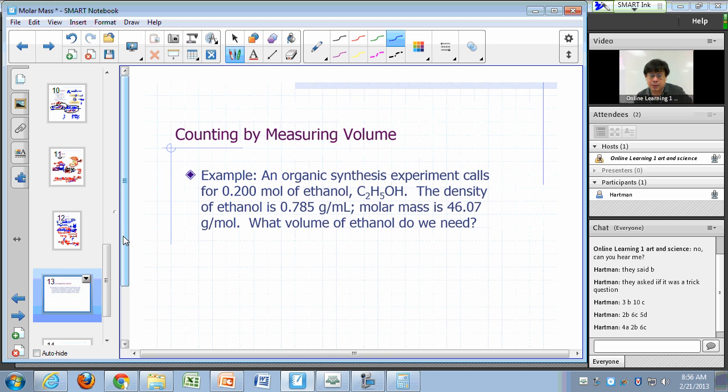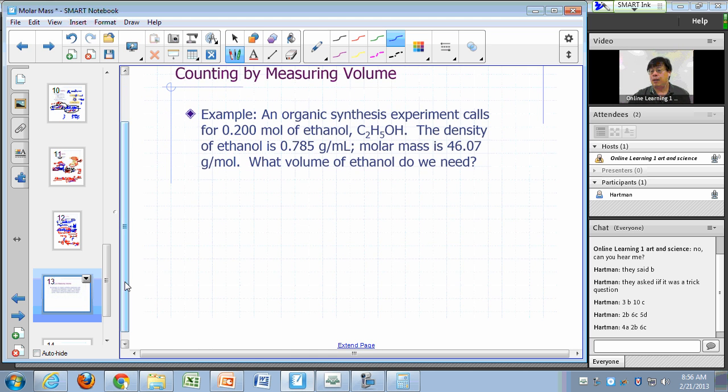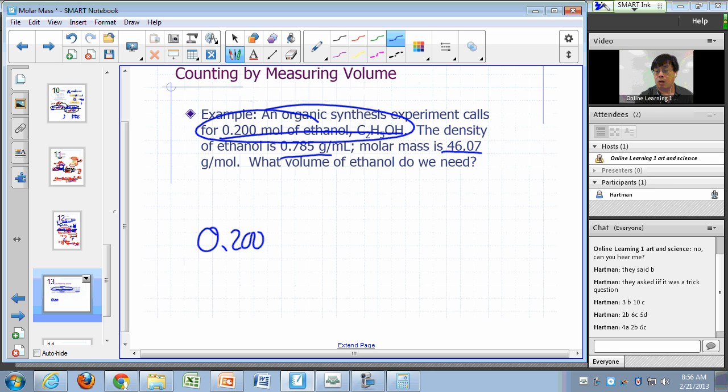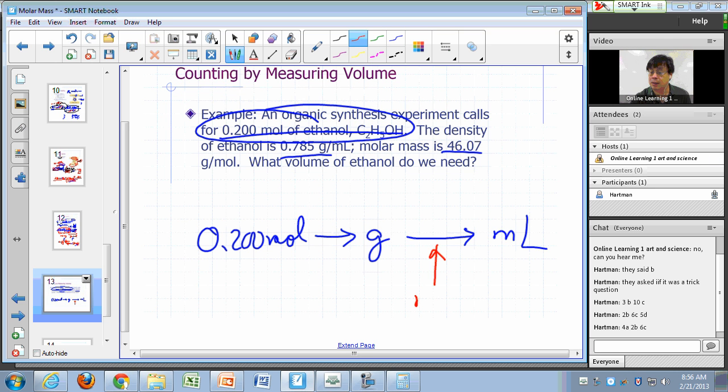All right, so here's another example. Let's say you have an experiment and it calls for 0.200 moles of ethanol, C2H5OH. The density of ethanol is given, and your molar mass is given. What volume of ethanol do we need? So I know the moles of ethanol. I need to change that to grams, okay? Once I know my grams, I can change that to mils using the density. So over here, I'm going to need the density here to get from grams to mils. So you need your density information here. What information do you need to go from moles to grams? You need molar mass.